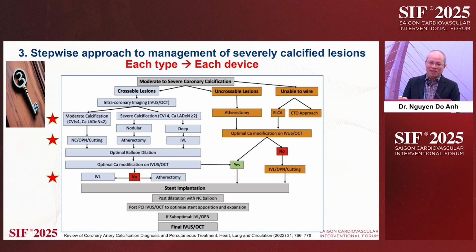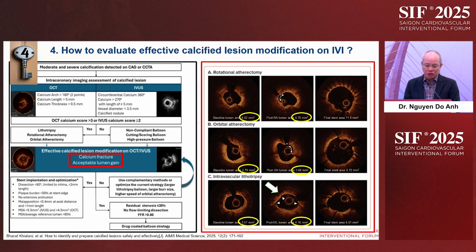After we use a modification device like this, how can we know that it worked well? Once again, we need the IVI. If the initial result is suboptimal, once again we have to use a buy-out escalation and assess again. So it means that the IVI is very crucial for treating the calcified lesion.